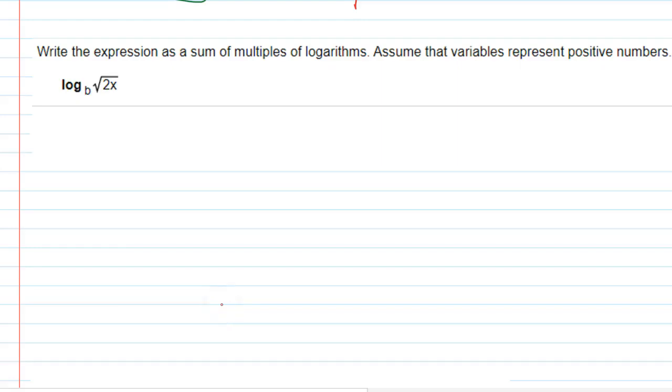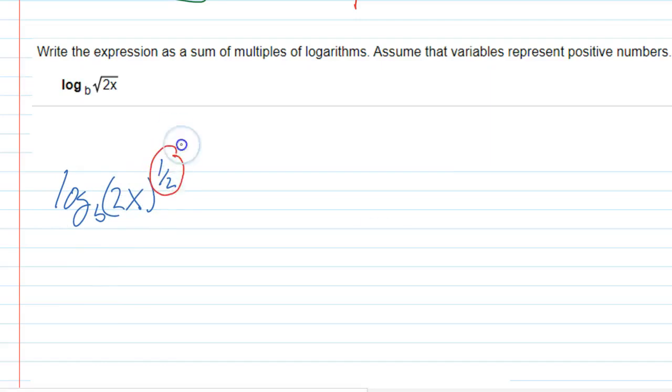Now, this throws people because of the square root. They think, hey, there's no exponents, but that's wrong. Remember, a square root is a fractional exponent. So the first thing you want to do whenever you have a root symbol is to change that into your fractional exponent. This is giving you log base b of 2x, and that square root is on the whole thing, 1/2. So you have log base b of 2x to the power of 1/2.